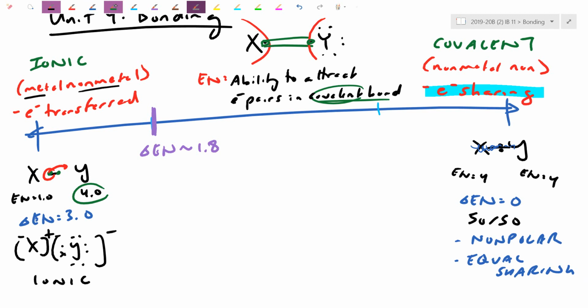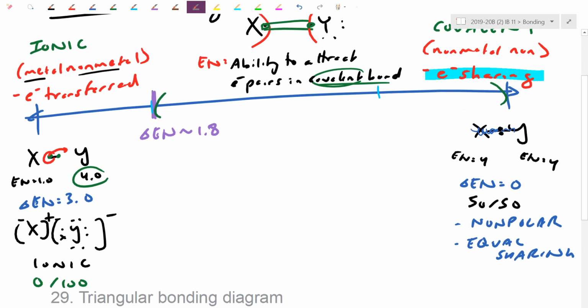That means we actually have a region between a difference of 0 to a difference of 1.8 where we can actually have slightly uneven sharing. In the ionic case here, we have 0, 100. There's no sharing at all. But what if we were on the 1.7, 1.6? We're still kind of covalent, but leaning towards the ionic side.